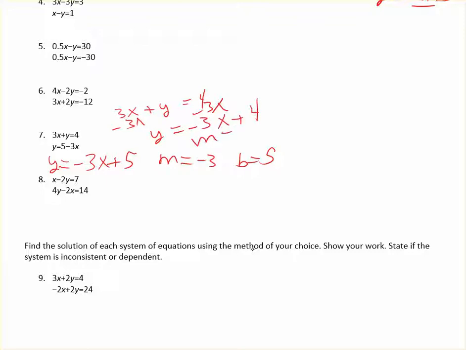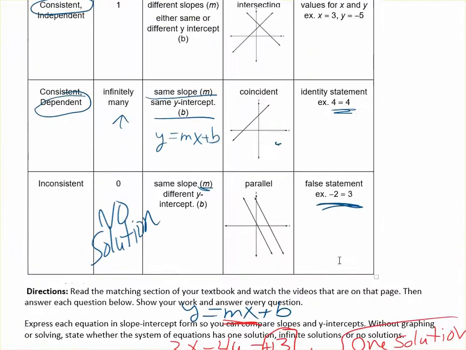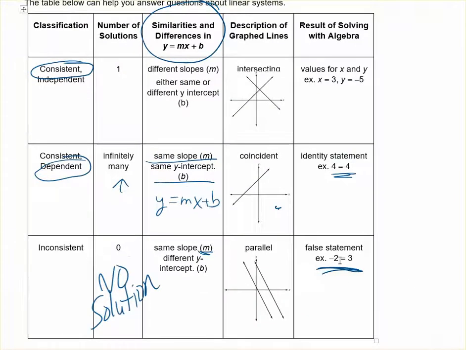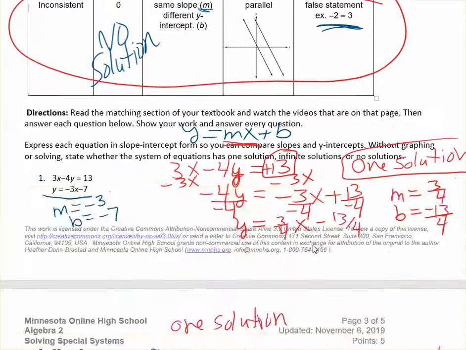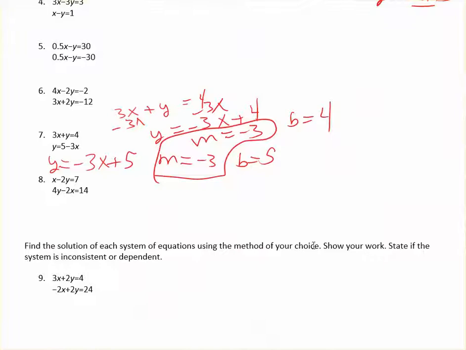So the slope is negative 3. The y-intercept is different, but the slopes are exactly the same. So that means when you have the same slope but different y-intercepts, you have this inconsistent system. You have parallel lines that will never intersect, and there is no solution. So that's what you'll write for this one: there is no solution, parallel lines, they'll never intersect. Write some of that down.